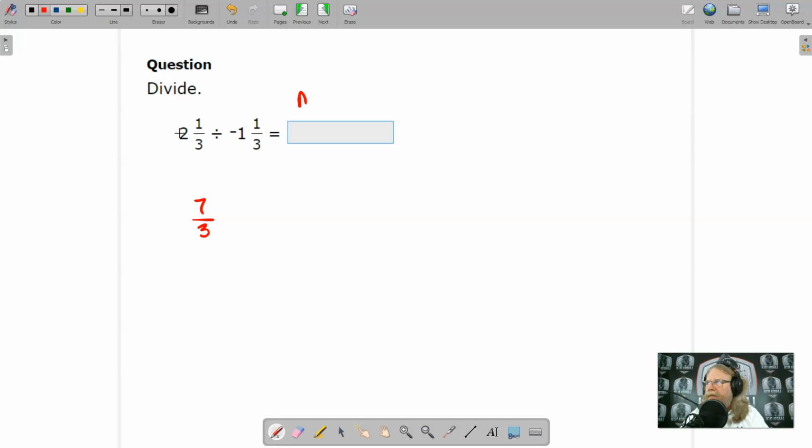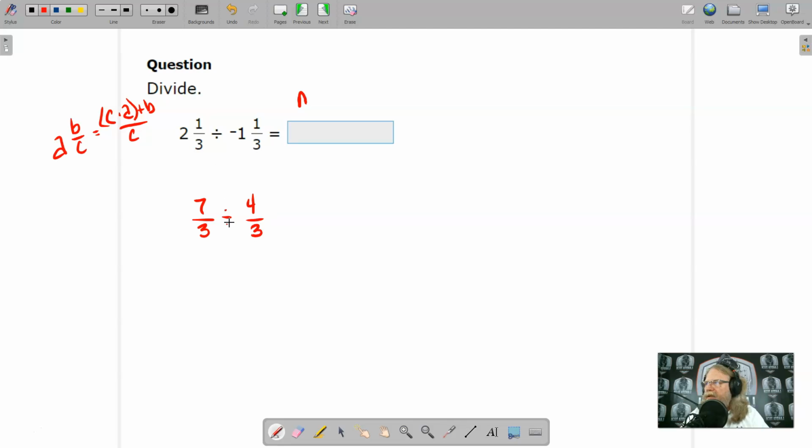Denominator times the whole number plus the numerator becomes your new numerator, and your denominator stays the same. Remember, that's A, B over C is equal to the value of C times A plus B over C. So that's what I'm doing here, right? 3 times 1 is 3, plus 1 is 4, and that's over 3. The denominator stays the same.